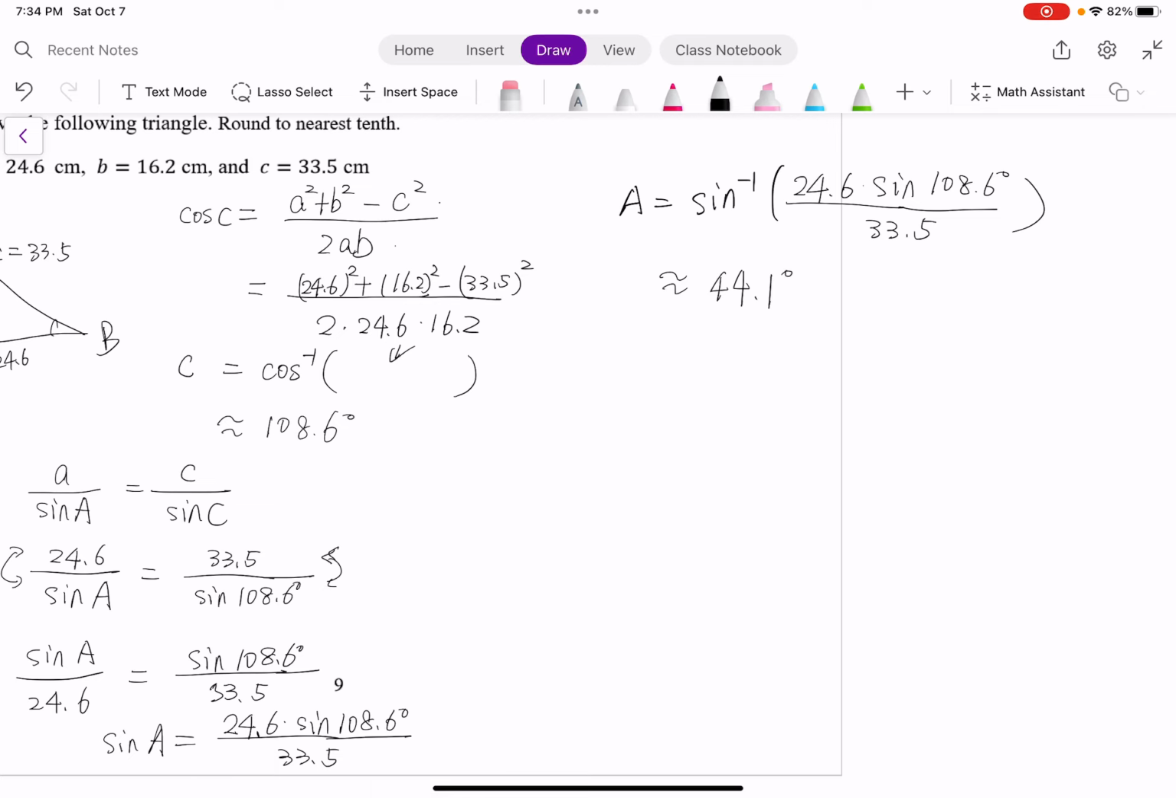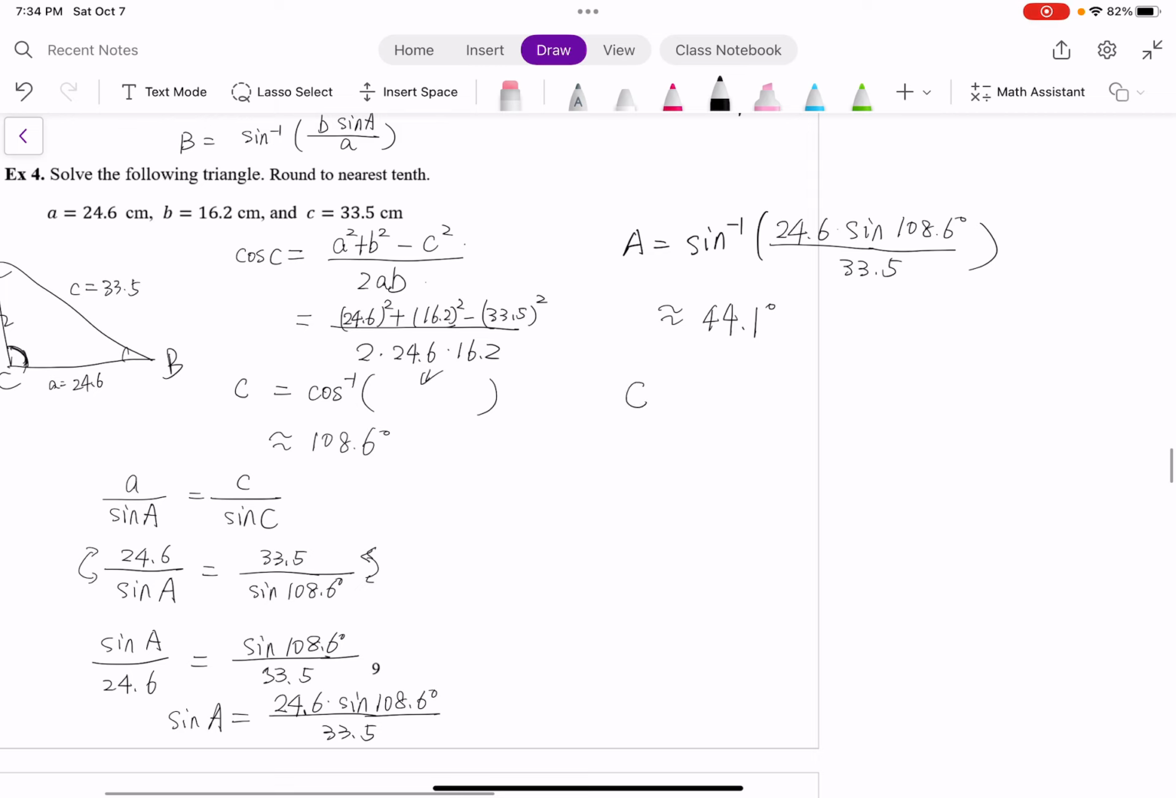So we got two angles. We can find the angle by 180 degrees minus A minus B. So it's 180 degrees minus 44.1 degrees. Sorry, C has been found. We are looking for B.